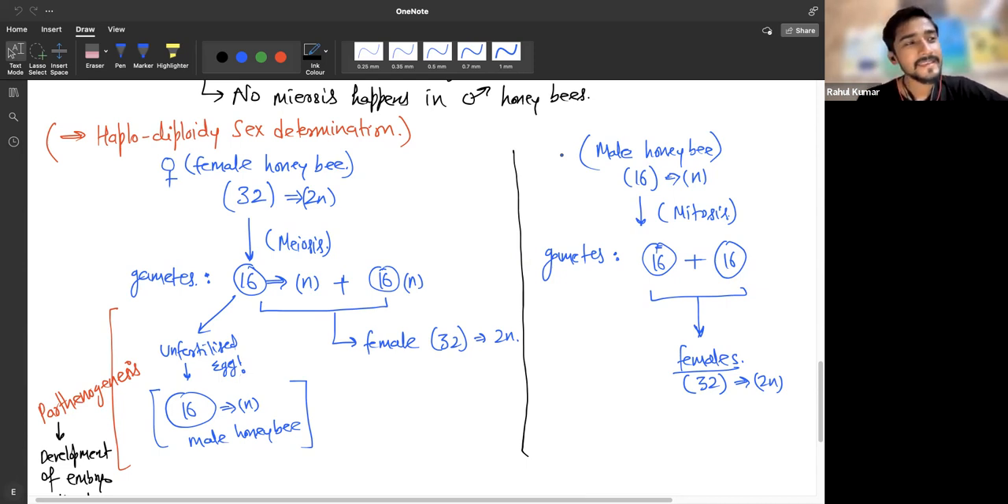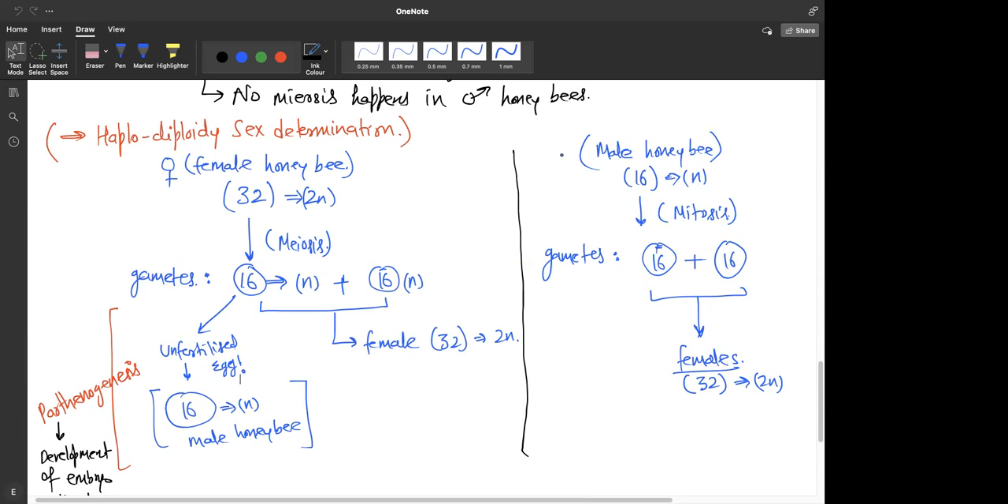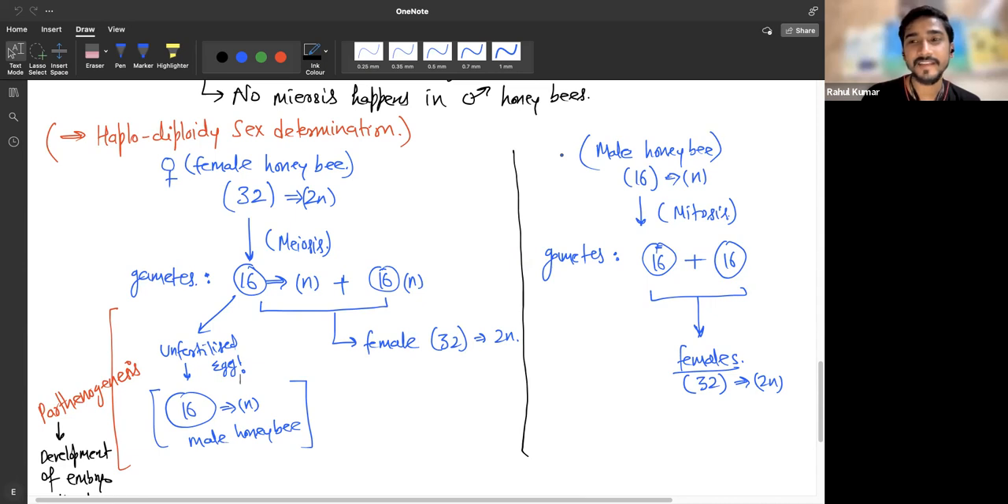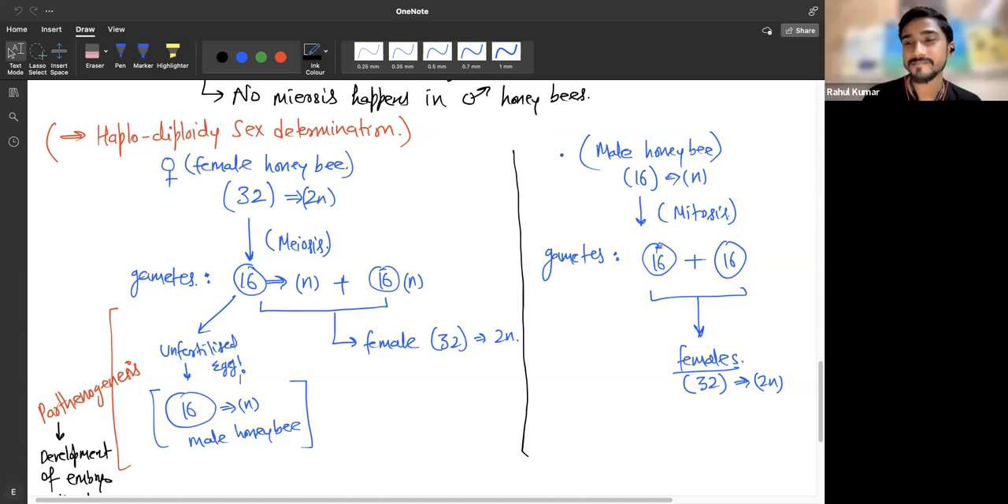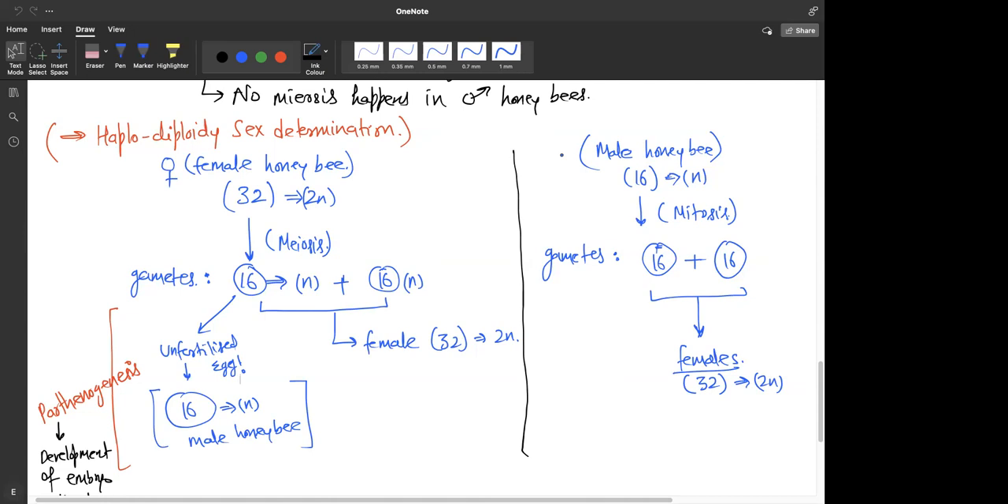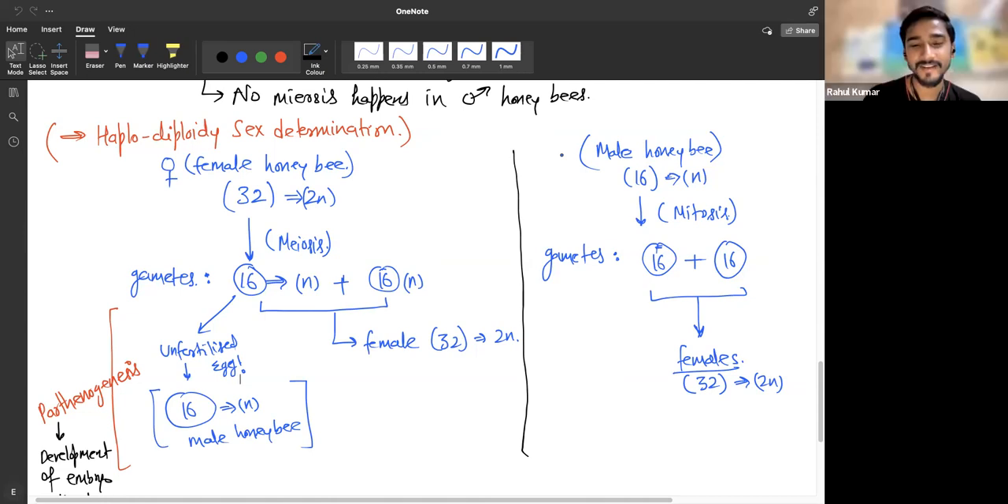Now, can males have grandsons? Can males have grandsons? No. Think again. Males can have daughters and daughters can give rise to sons. So males can have grandsons, right? Yes. Can males have granddaughters? Yes. Keep writing. Males can have grandsons and granddaughters.